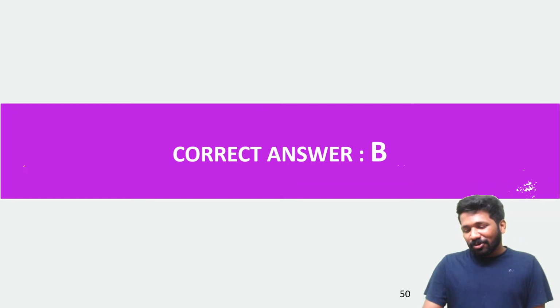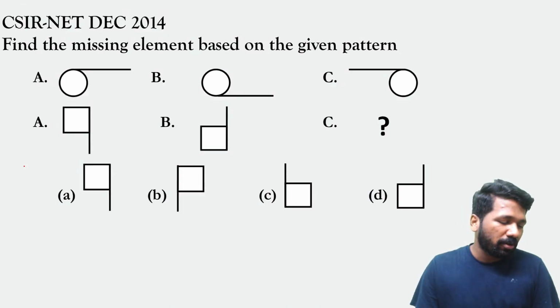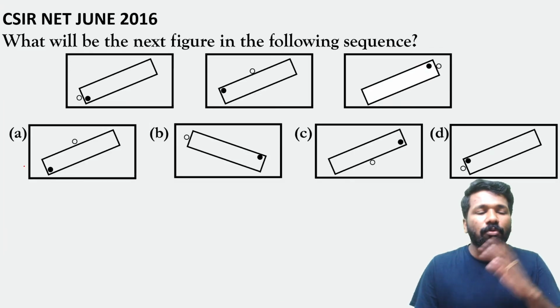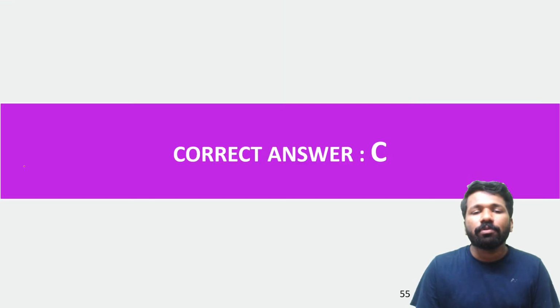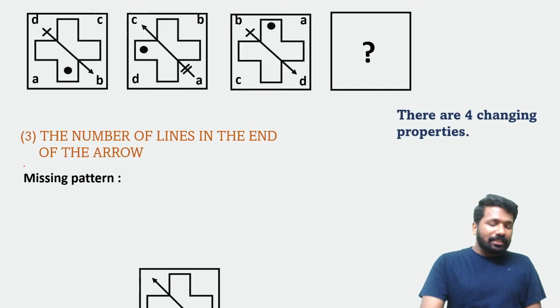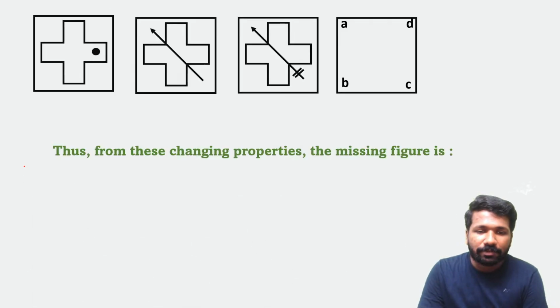Okay, so let's conclude. Few more questions for your practice. As homework questions, you can try them. Those of you who have the book we have written, General Aptitude and New Outlook, all these questions are there in that book also. Okay, so that's it. Thank you all.